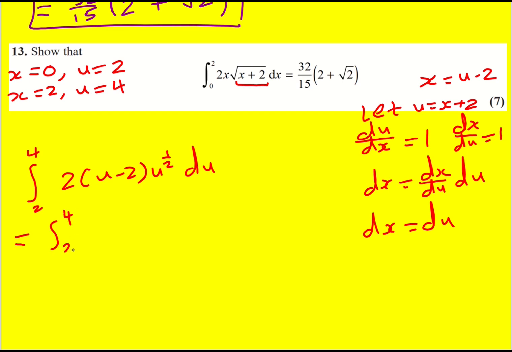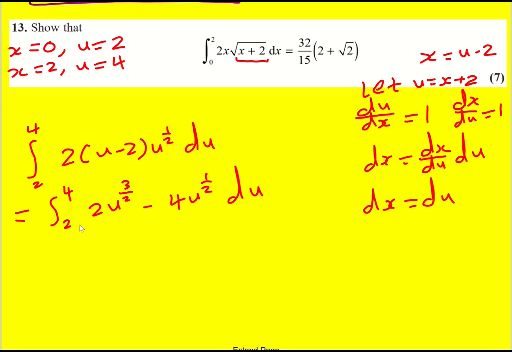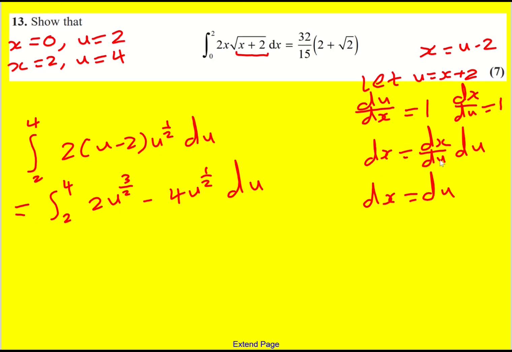I can expand out this integral. I'm going to get 2u to the 3 over 2 minus 4u to the half. So I've avoided integration by parts. I've got these to integrate, which are a little bit nicer. I've had to do this substitution now. So raise the power by 1, divide by the new power, 2 times by 2 over 5. So I'm going to get 4 over 5 here. Similar over here, we'll get 3 over 2 times by 2/3. That's going to be 8 over 3.